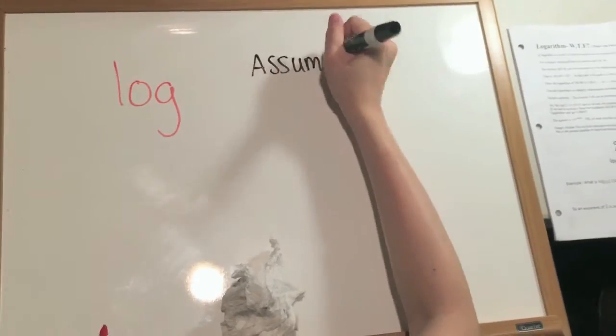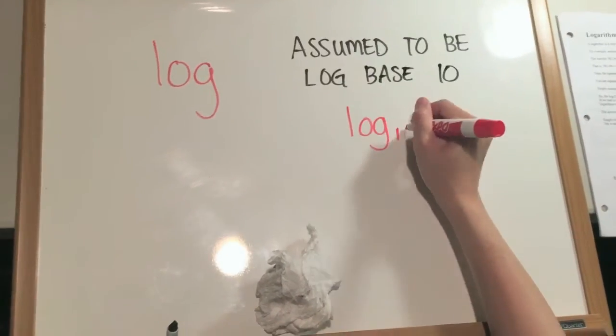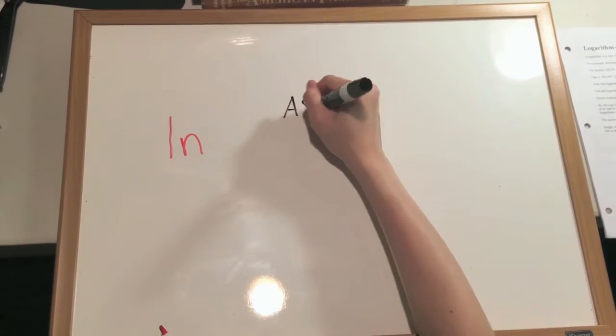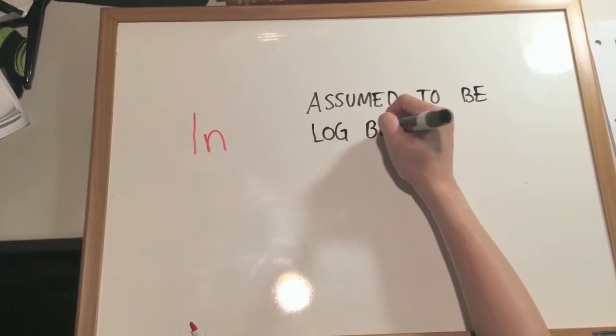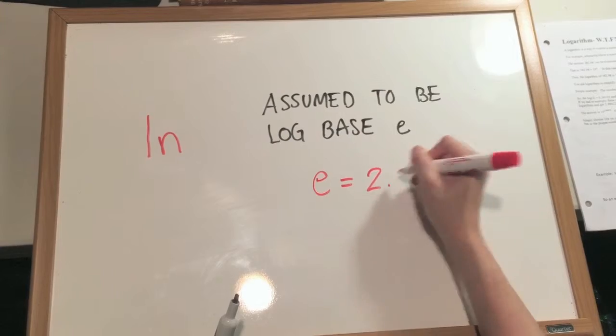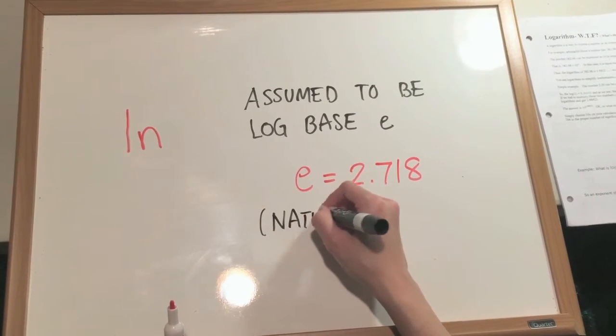Sometimes you will see log without a base. This means that the base is assumed to be 10. You will also encounter ln from time to time. This means natural log. It has a base of e, and e is approximately 2.718.